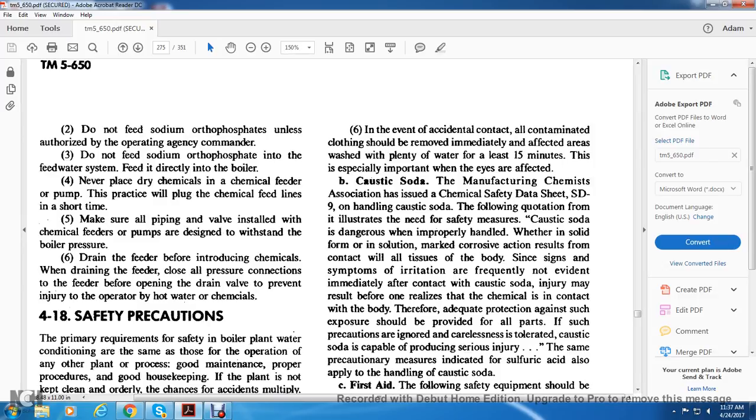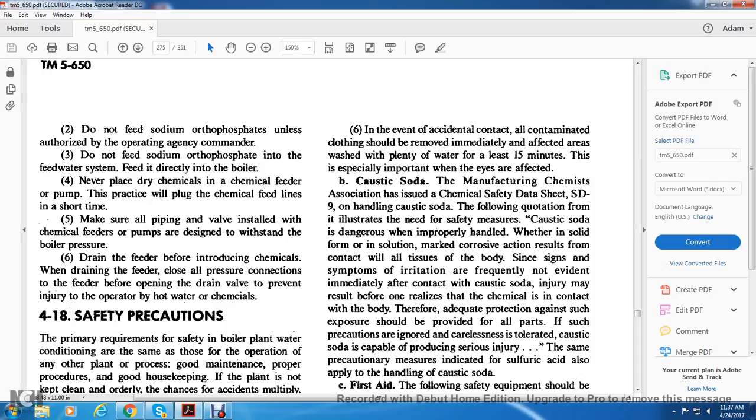Caustic soda. The Manufacturing Chemists Association has issued chemical safety data sheet SD9 on the handling of caustic soda, with the following quotation to illustrate the need for safety measures. Caustic soda is dangerous if improperly handled. Whenever the solid form or a solution is made, corrosive action results from the contact of the issue with the body.